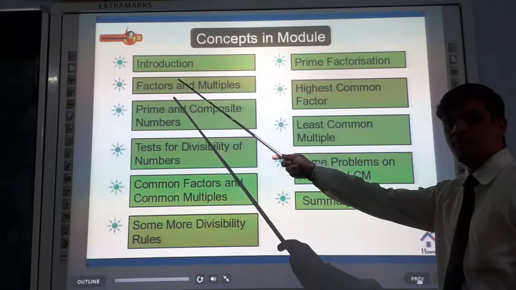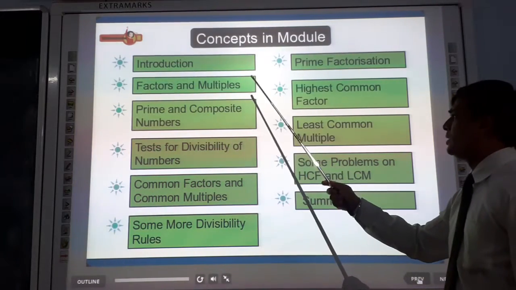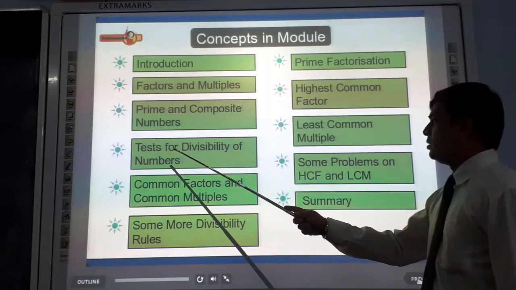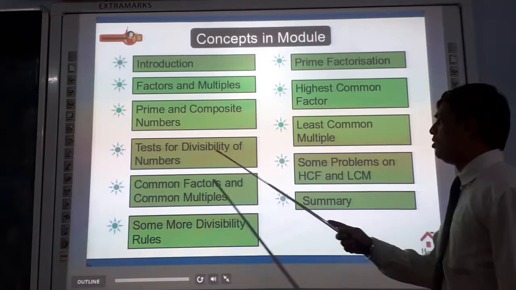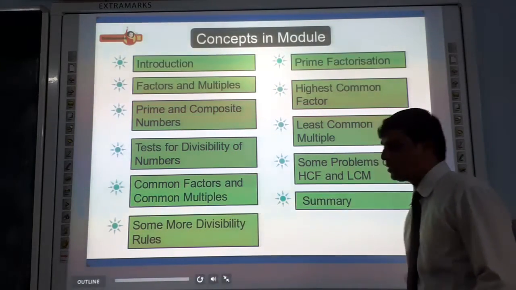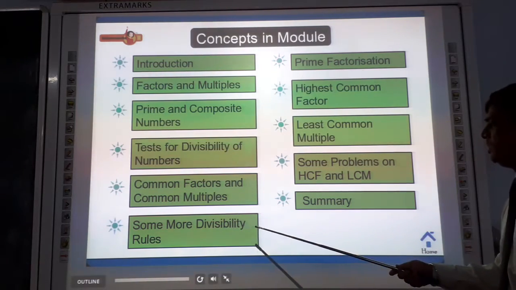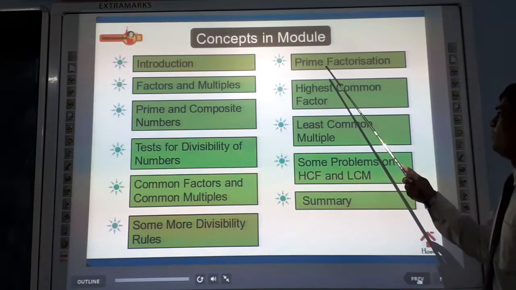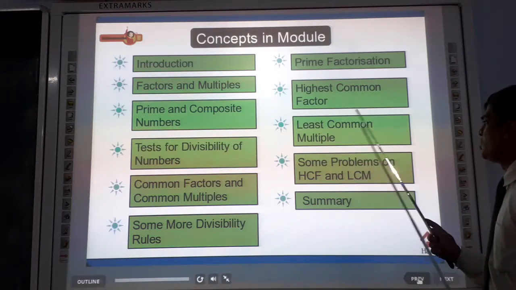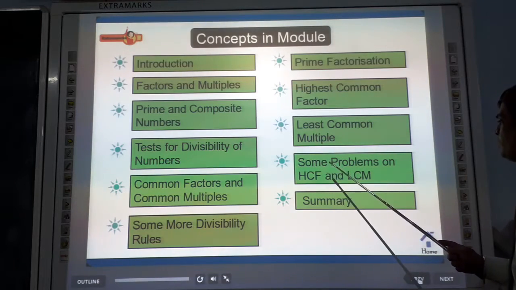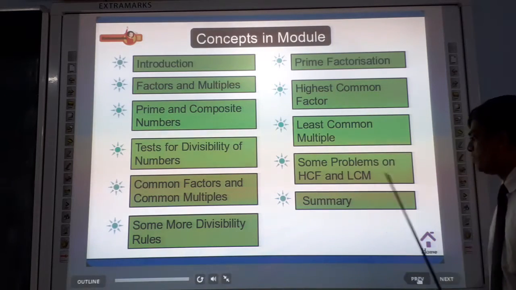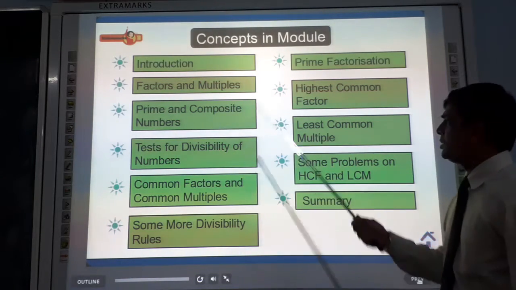First is introduction, second factors and multiples, third prime and composite numbers, then test for divisibility of numbers, then common factors and common multiples, then some more divisibility rules, then prime factorization, then highest common factor, then least common multiple, then some problems on HCF and LCM, and last, summary. Okay students, look at this.